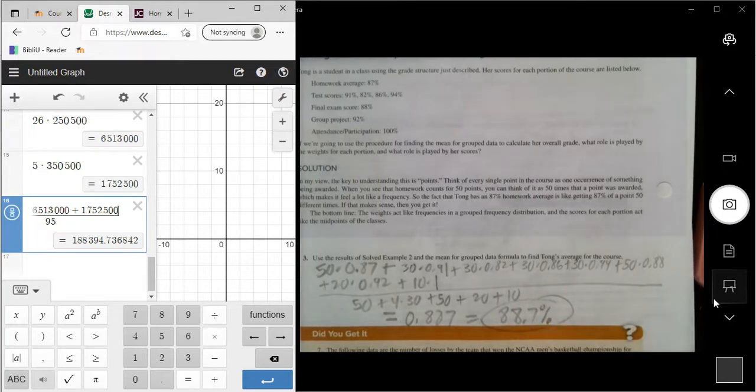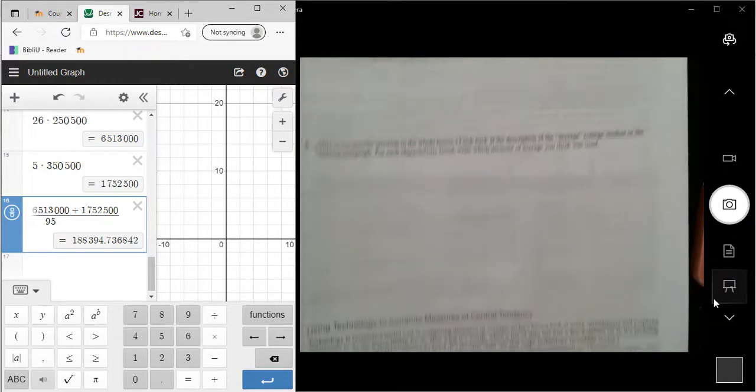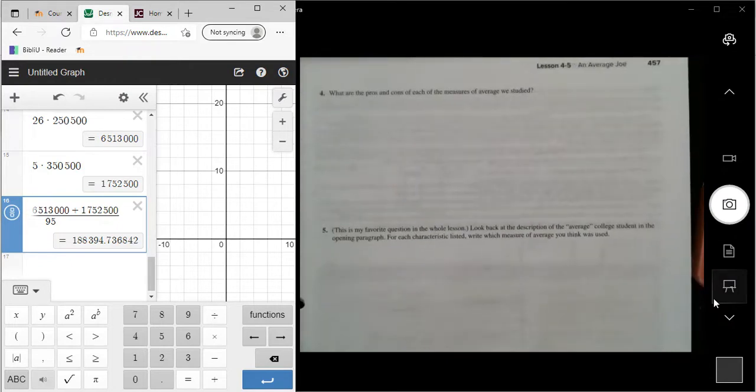So 88.7%. Okay, now we move on to number 4. It says, what are the pros and cons of each of the measures of average we studied? And then we could look here at number 5. It says, look back at the description of the average college student in the opening paragraph. For each characteristic listed, write which measure of average you think was used.